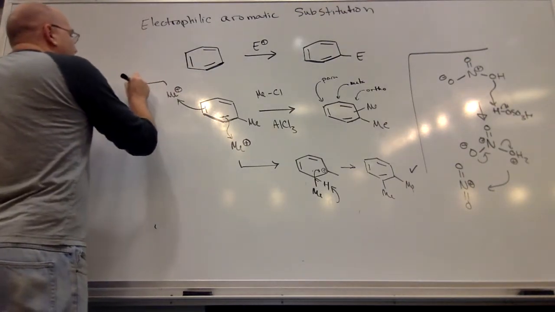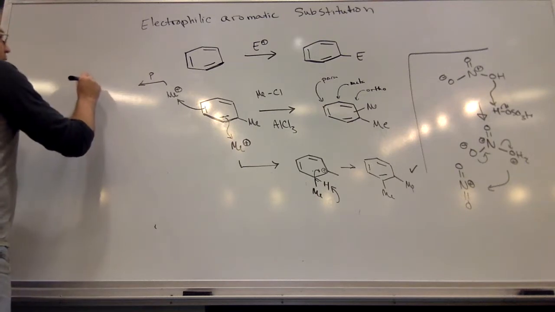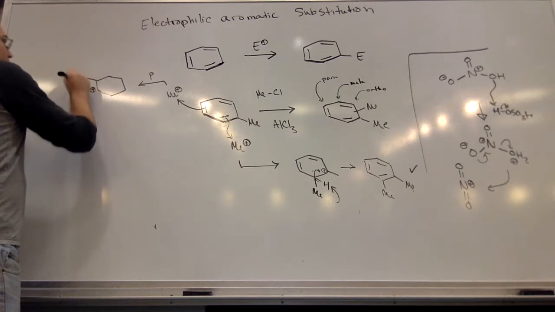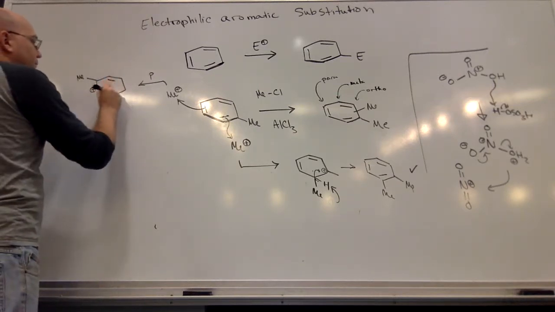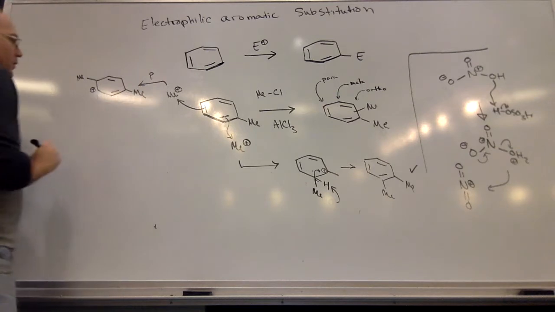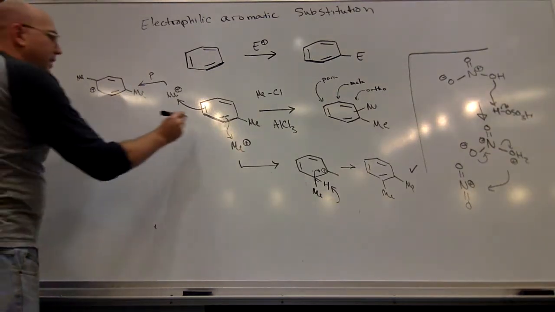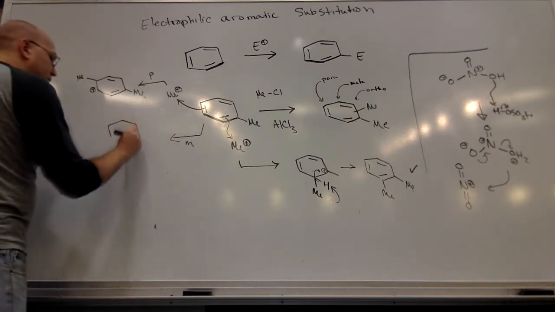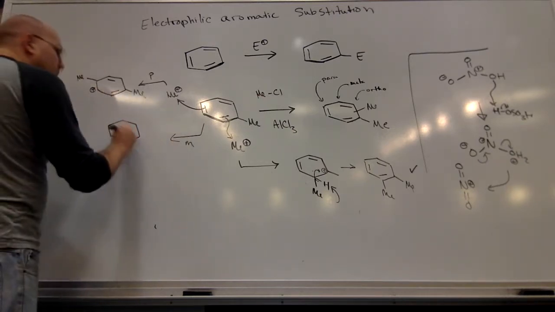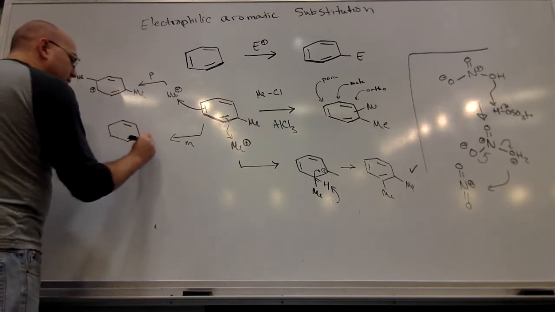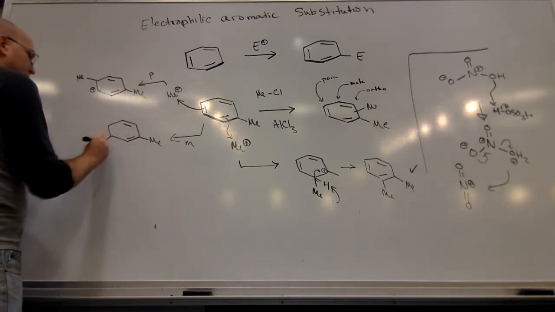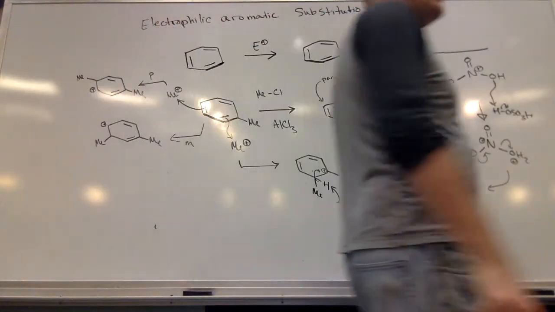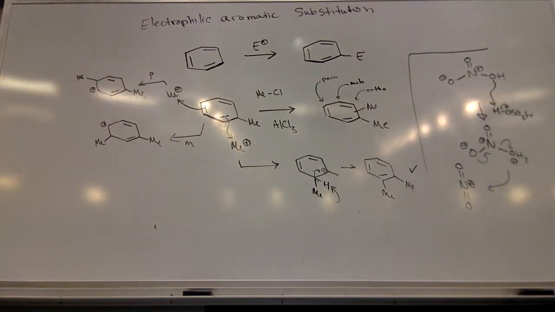So if it's para, we're going to put the methyl group there. We're going to put that there. If it's meta, we're going to put the carbocation there. Okay. All right, why don't we take a look at those two?